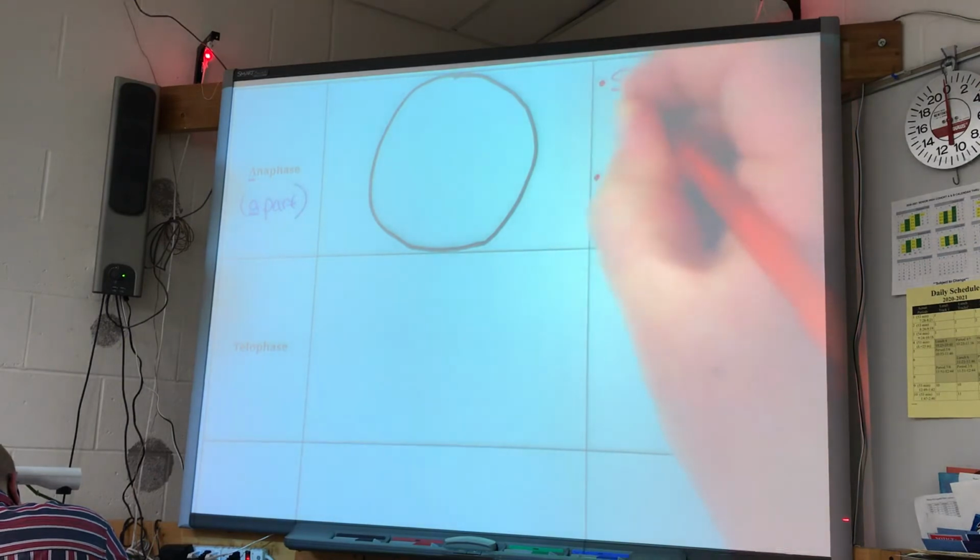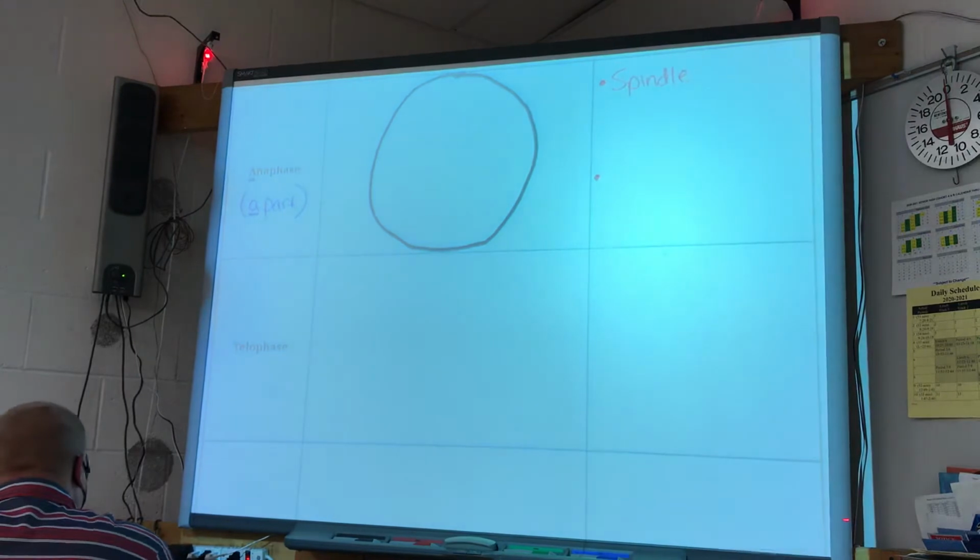Okay, so Mr. DeBoer, can you show me your metaphase picture really quick?